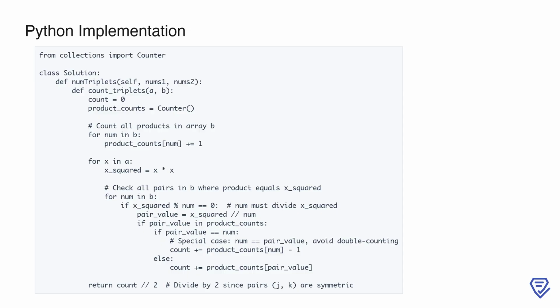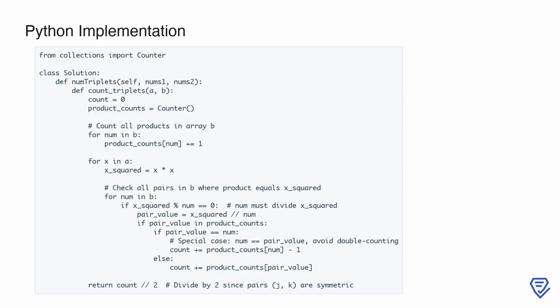Inside the function, we have a helper method called count_triplets that handles the core logic. It starts by initializing a counter to keep track of the total triplets and a Counter object called product_counts to store the frequency of numbers in the second array, b. This frequency map will allow us to quickly check if a number exists when needed.